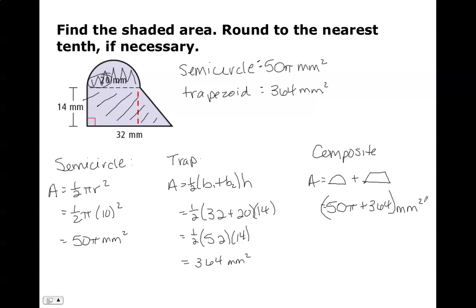Now I know it said round to the nearest tenth, so from here you could type it in the calculator and get your decimal approximation. But I'm going to leave it like this so you can see what the exact answer looks like.